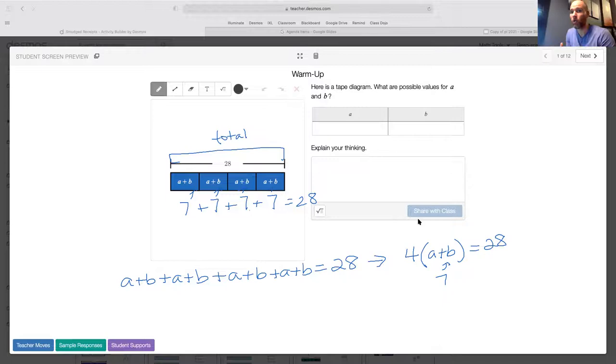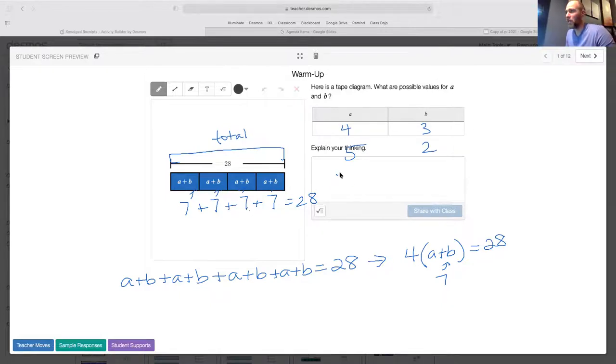That's what we want. We always want our equations to be true. Equations can be false, and that's usually a bad thing. So, well, what if A was four and B was three? Then four plus three equals seven, great. What if A was five and B was two? Five plus two equals seven. No, it would work, right? You'd have five plus two plus five plus two plus five plus two plus five plus two, that equals 28.